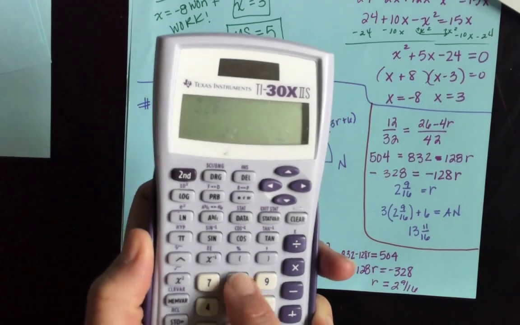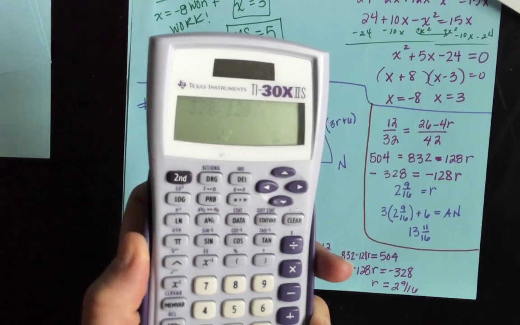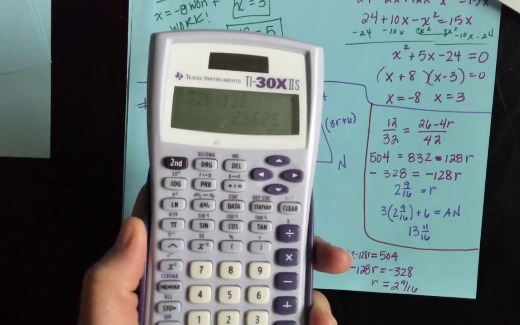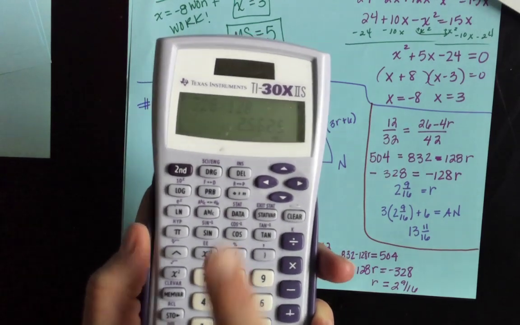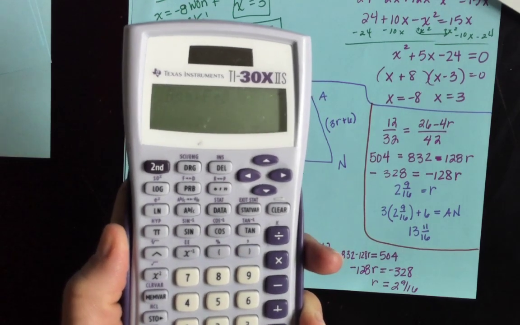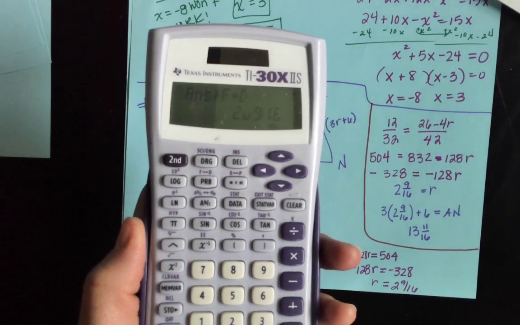If you did 328 divided by 128 and got the decimal, because I did plug that in and it didn't accept it, even though it was terminating, I just did second fraction to decimal, enter, and it gave me that mixed number.